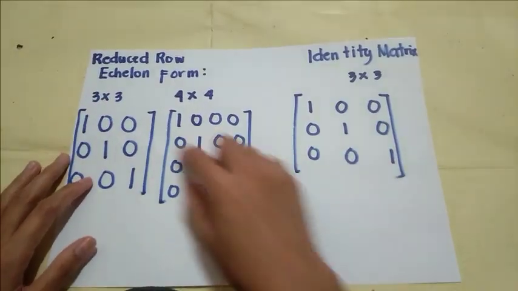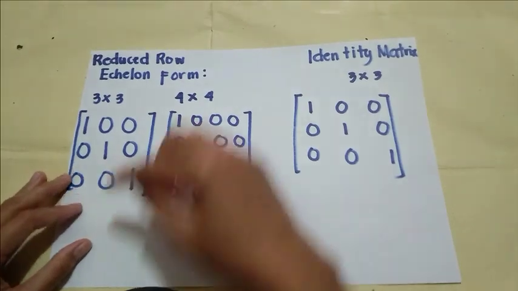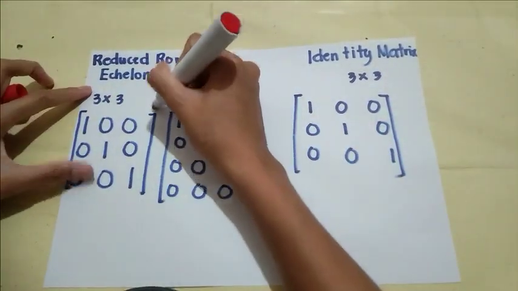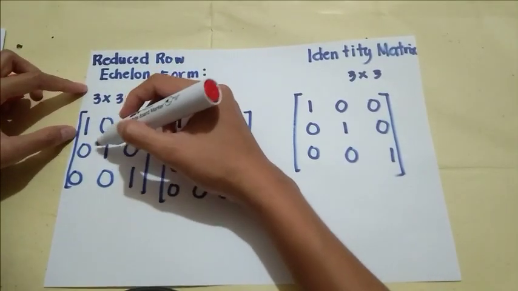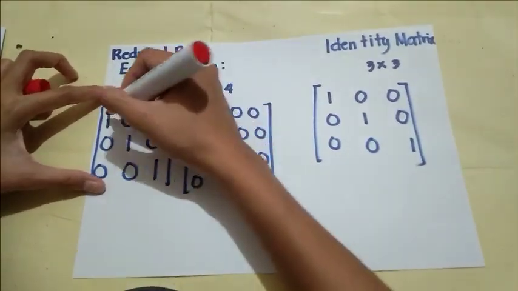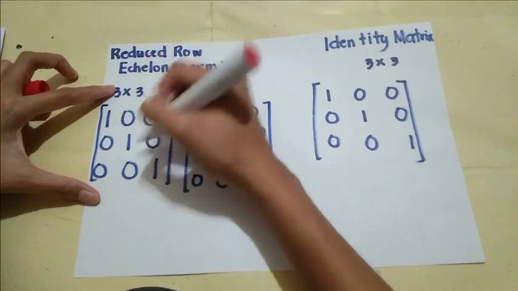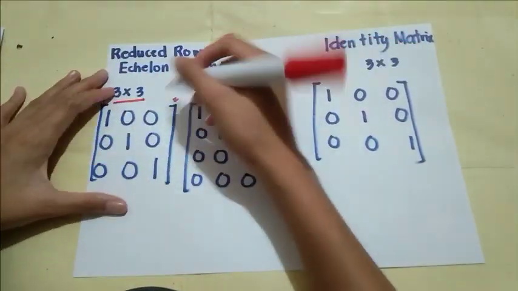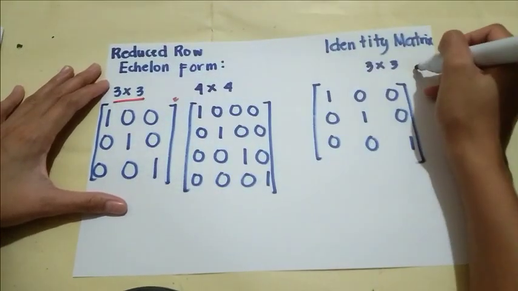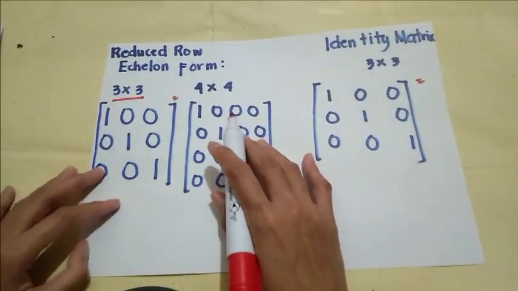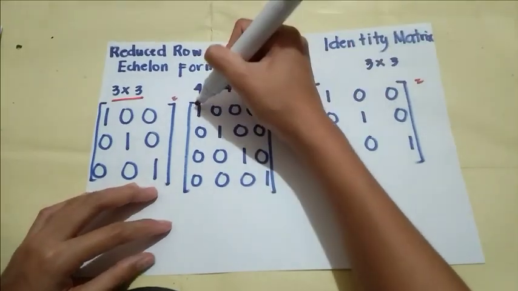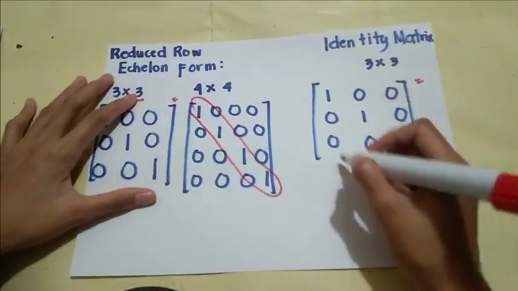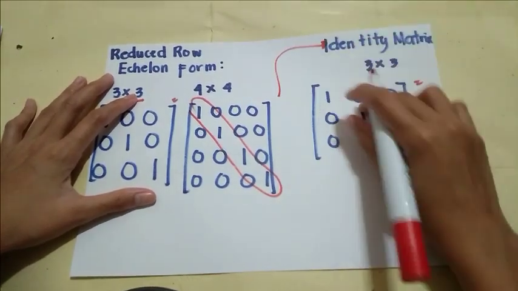To refresh your knowledge, the reduced row echelon form in 3 by 3 is like the one presented here. So the 3 by 3 has 1 0 0, 0 1 0, 0 0 1. So this is 3 rows and 3 columns, so this is called 3 by 3. And it is in reduced row echelon form since it has an identity matrix. And for the 4 by 4 matrix, we have this here. As you can see, it also has a diagonal of ones, and it's just the same as the identity matrix.